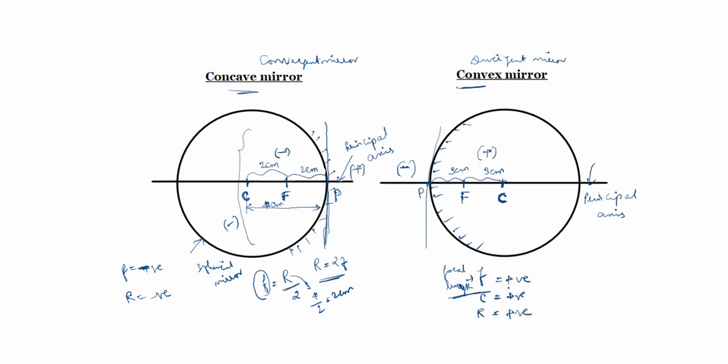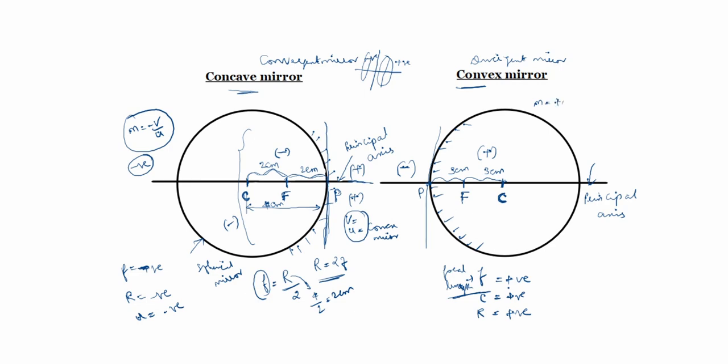Here the radius of curvature is positive. Here object distance U is always negative. Why negative in this case? You see, this side is positive, and in the same way this full line is positive. So this full value is negative. So here all is positive. And magnification is equal to minus V by U. In this case, negative means concave mirror, and positive magnification means convex mirror.